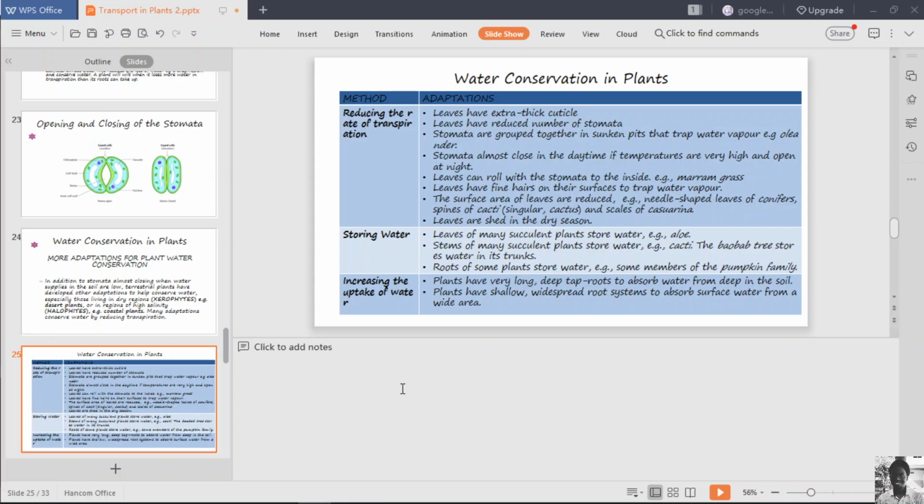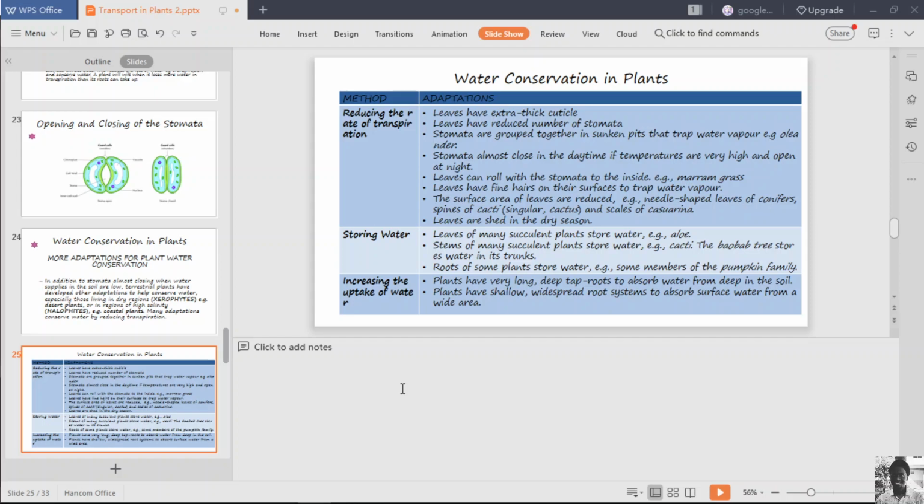Okay, now the surface area of the leaves of some of those plants could also be reduced. For example, the needle-shaped leaves of conifers, the spines of cacti. Cacti is a plural for cactus. Cactus is singular, cacti is plural. Okay, also the scales of the casuarina plant, right? They are adapted to reduce the surface area of the leaves and thereby reduce the rate of transpiration.